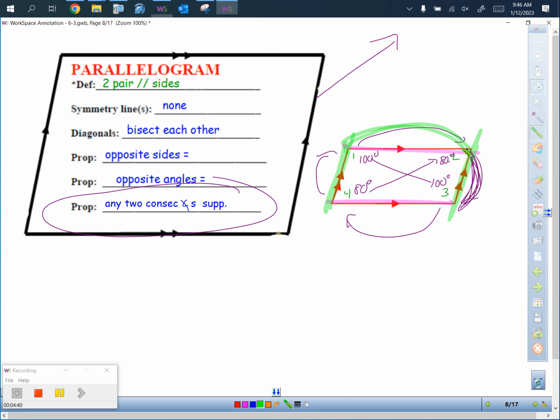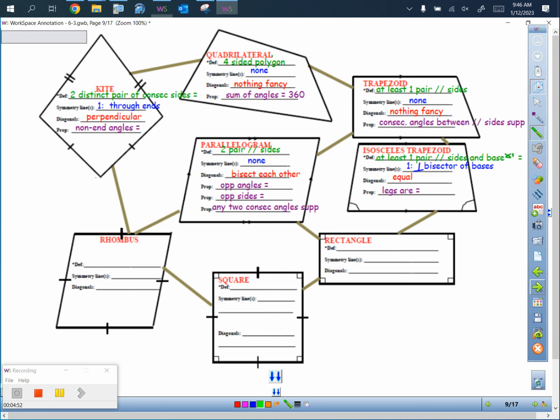Cool. That's pretty much it for our hierarchy. You want to keep it out so we can use it, but let's go to the practice sheet. Here it is. I want to tell you a secret. If you can get this down, you will know the bottom, because everything underneath here totally flows. And I'm going to just do it now.